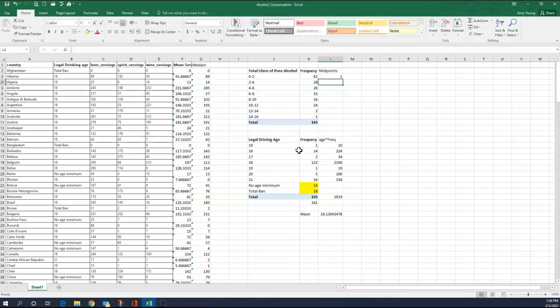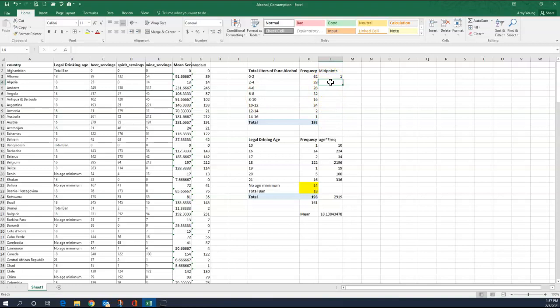Now we're going to do a little bit of cheating to find the midpoints for the rest of them. If you remember in the video, we talked about the class width. So in this case, the distance between classes, which if you look here, the distance from 0 to 2 is 2. From 2 to 4 is 2. From 4 to 6 is 2. So our class width is 2. That means our midpoints are 2 distances away from each other.